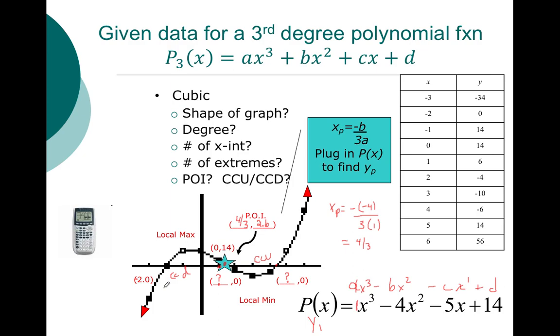Next. Oh, nice. So there's my concave down interval, right? And that's from the left side of the domain to the x-coordinate of the point of inflection. And here is my concave up interval from the x-coordinate of the point of inflection all the way to the right side of the domain. That should sound a little bit familiar, right?